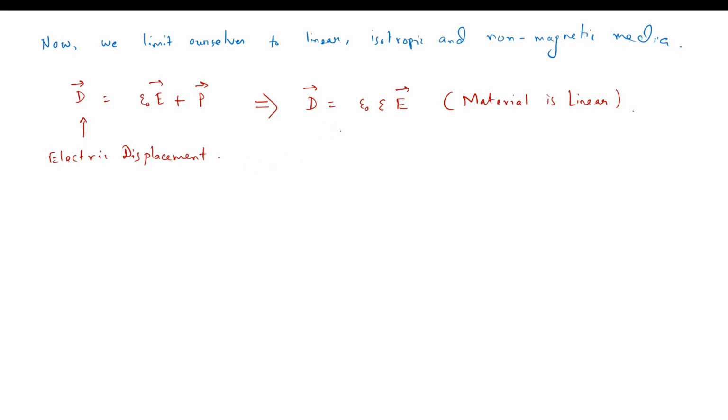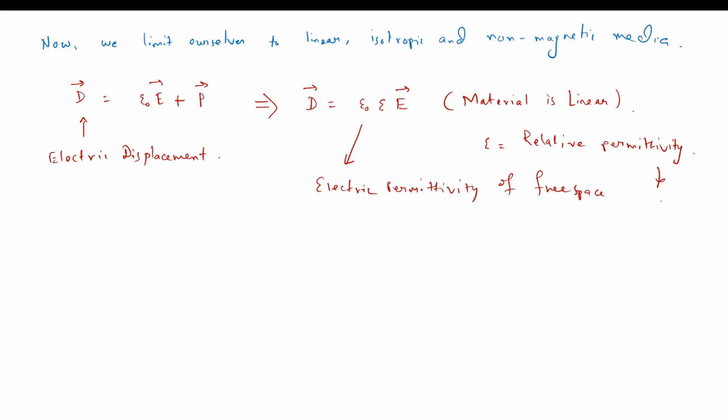There is another way to say the same thing. So this is about the material being linear, where epsilon naught is the electric permittivity of free space, and epsilon is the relative permittivity. Remember that this is unitless. It doesn't have a unit.